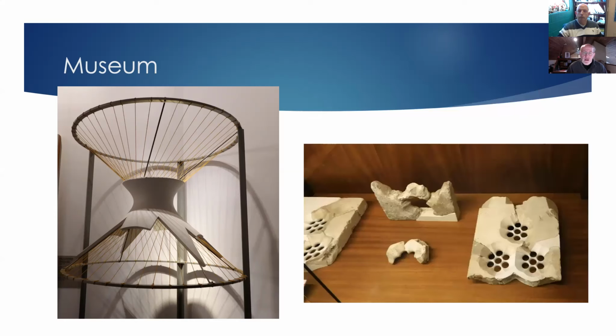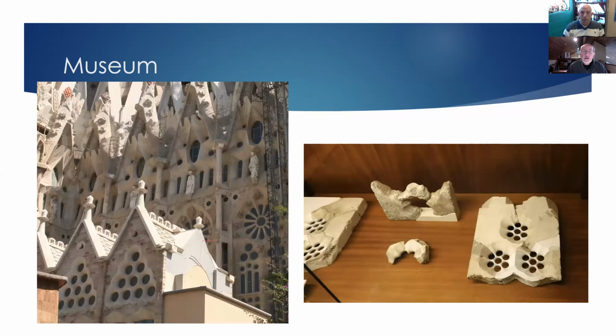Here's another one. Again, the darker stone are the fragments that were recovered. The lighter stone is the reconstruction. Now, each one of those little circles are hyperboloids. So Gaudi, without a computer, was able to create structures where hyperboloids, 7 different hyperboloids in one of those windows, all blended in together. And you can see it in some of the building as we look at it.